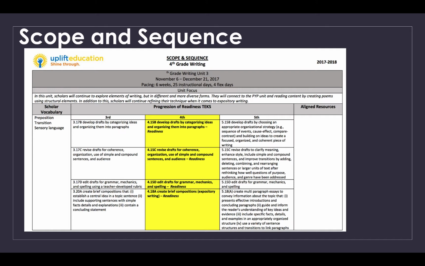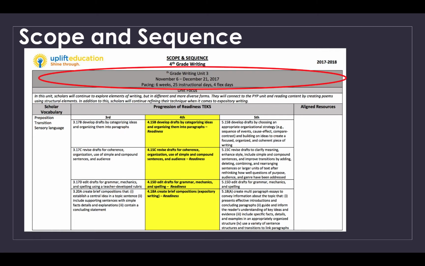Now moving on to the scope and sequence. As always, a soft copy of this document is located on the 4th grade Blackboard course under Curricular Resources, and then under the section Course Vision and Supporting Documents. In this video, I only have time to highlight a few key elements, so I highly suggest that you take the time to thoroughly review the document in its entirety as you plan for the unit.